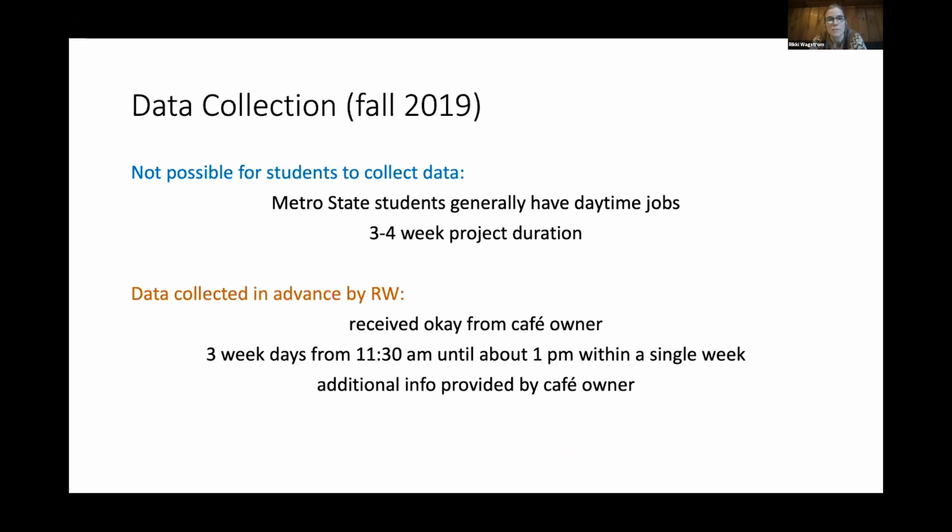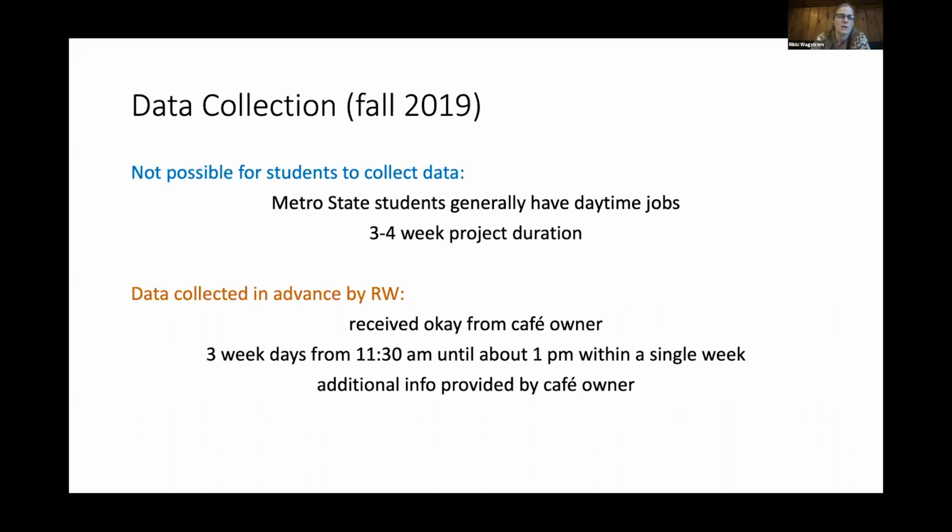In addition, this course, when it was offered in fall 2019, it was crammed into a half semester. And with 2 projects in that semester, that only allowed 3 to 4 weeks for them to finish the entire project. And that includes writing a report and designing a poster presentation. So having data collection within that time frame was not possible.